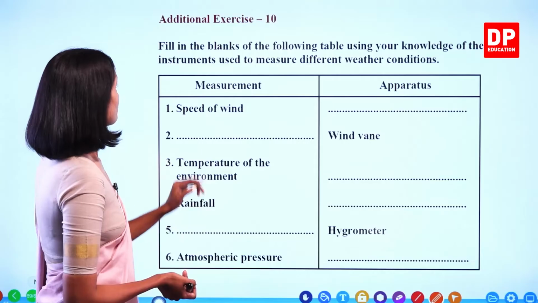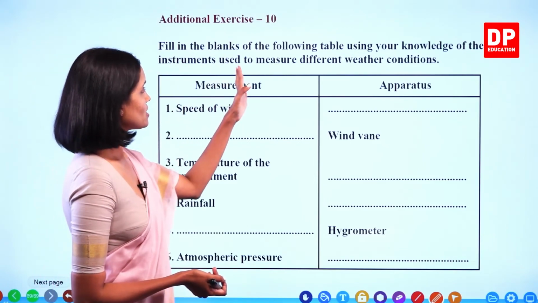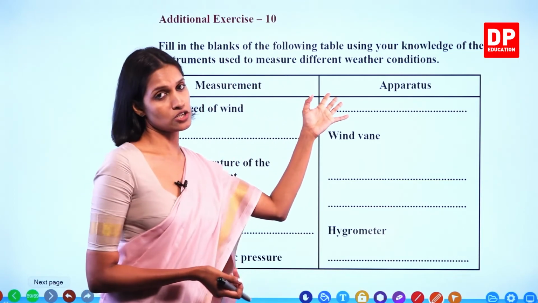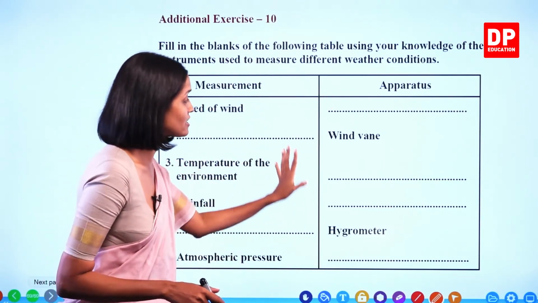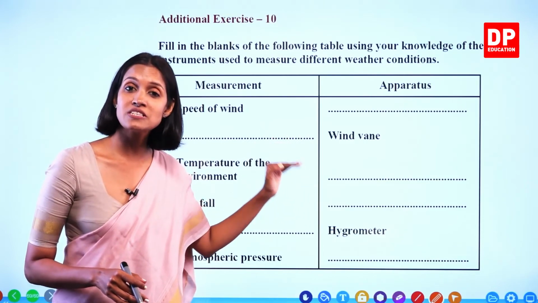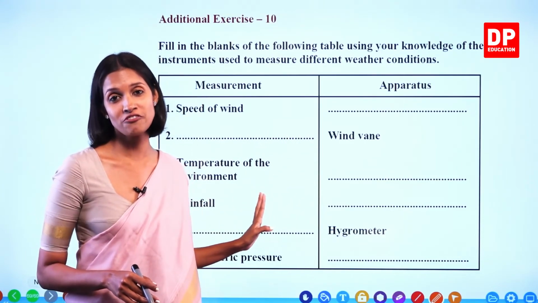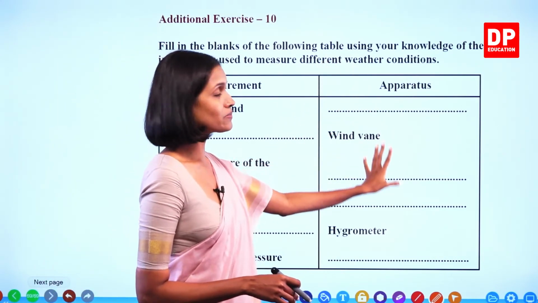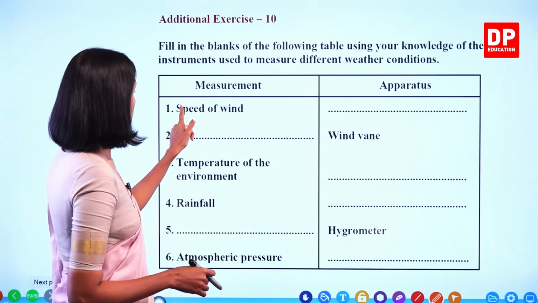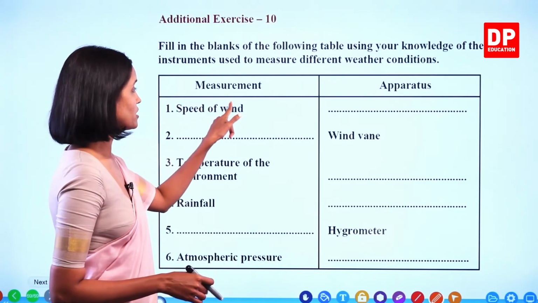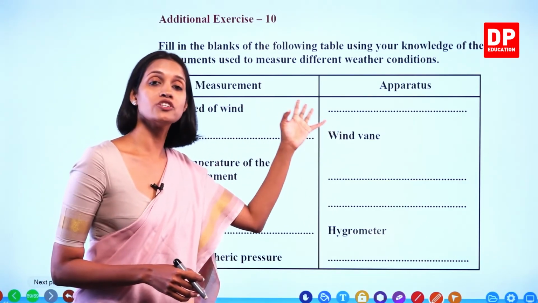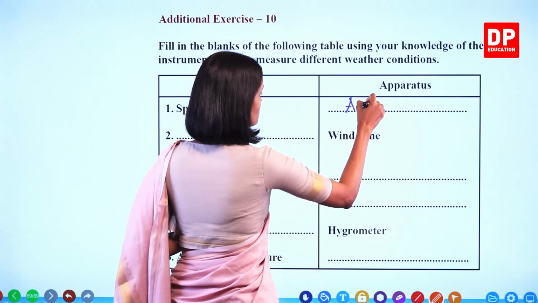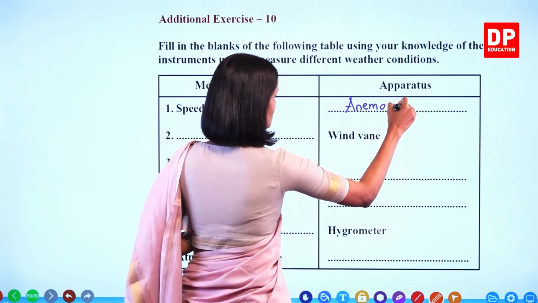Okay? Fill in the blanks of the following table using your knowledge of the instruments used to measure different weather conditions. Now I'm sure you all have done this, right, because we discussed so many questions out of this part. Okay? This column measurement, this column apparatus. Okay? So first one, speed of wind. What is the apparatus used to measure the speed of wind? Now we know that is the anemometer. Anemometer.